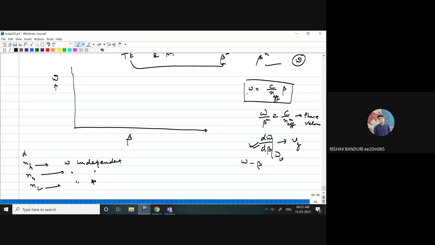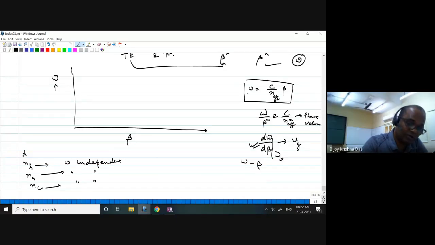No material dispersion. So material dispersion: you know that omega equals 2 pi c by lambda, right? 2 pi c by lambda.